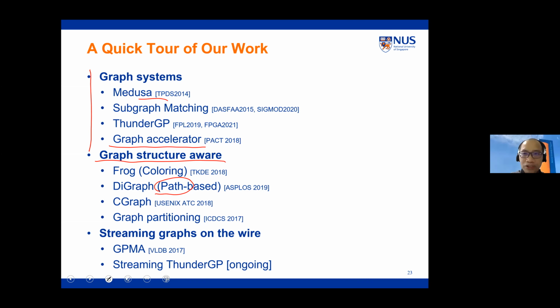Recently we have something very interesting, driven by fraud detection projects: we are looking at dynamic graphs. We really want to develop very low latency processing for streaming graphs. We call it streaming graph on the wire. This is just the beginning. We have done some dynamic graph research on GPU, called GPMA, and I will give you some details later. We also have an ongoing streaming graph project, with some research collaboration with Xilinx.